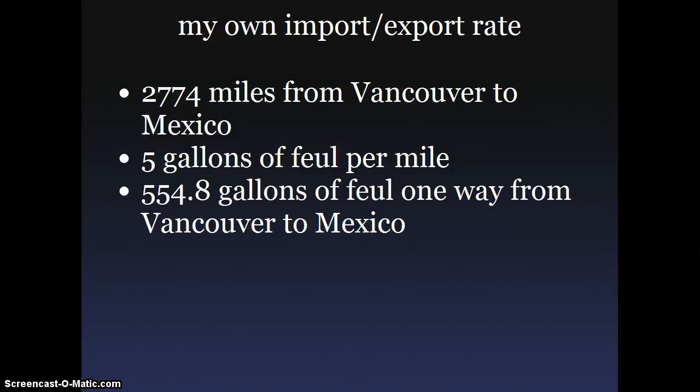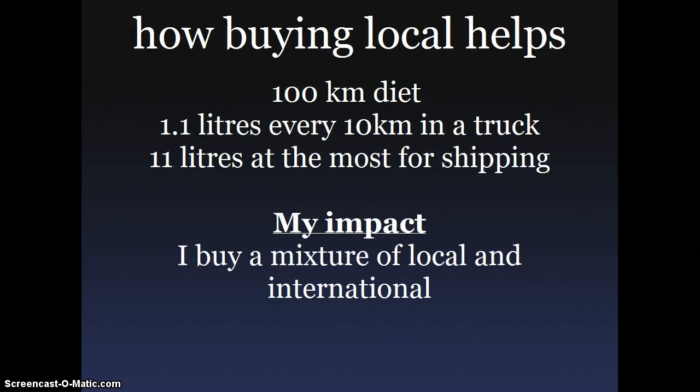My own import-export rate. 2,774 miles from Vancouver to Mexico. If I buy a t-shirt from Mexico, it's a flight of 2,774 miles. If it's 5 gallons of fuel per mile, that's 554.8 gallons of fuel one way from Mexico to Vancouver. My t-shirt has to use 548.8 gallons of fuel. If I buy local, in around 100 kilometers, then it's 1.1 liters for every 10 kilometers in a truck. That's 11 liters at the most for shipping. And I buy a mixture of local and international, so they sort of balance each other out.